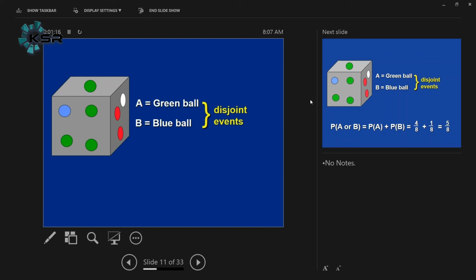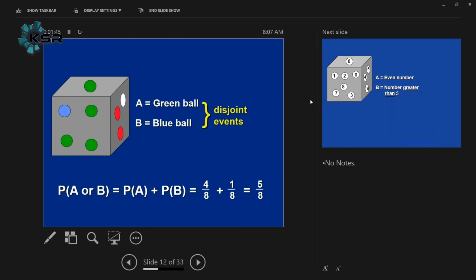What is the probability to get the green ball? 4 by 8. What is the probability to get the blue ball? 1 by 8. Then the total will be 5 by 8. P of A or B is equal to P of A plus P of B, because there is no common portion between the two data sets. The probability of green ball is 4 by 8, the probability of blue ball is 1 by 8, that is 5 by 8. Okay.